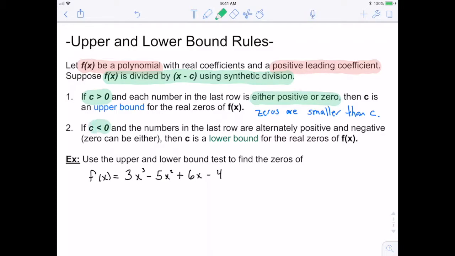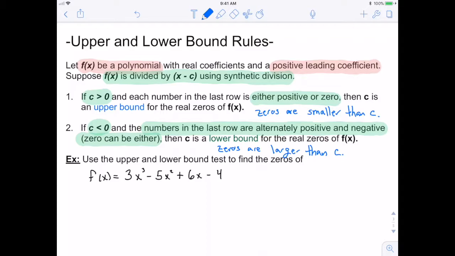On the other hand, if c is less than 0, and after we do the synthetic division, the numbers in the last row are alternating between positive and negative, and we count 0 as either positive or negative, then we say c is a lower bound for the real zeros of f of x, and that means our zeros are larger than c. So we need to start plugging in bigger numbers to find our c's, and we don't have to worry about any of the smaller ones.